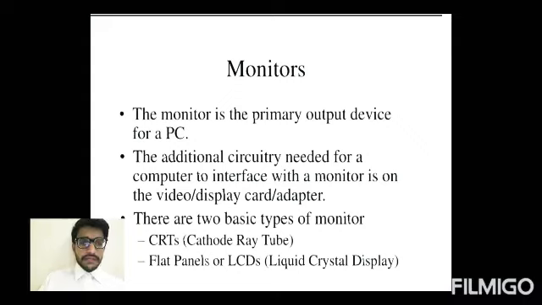There are two basic types of monitors: CRT, cathode ray tube, and flat panel LCD, liquid crystal display. CRT is a monitor type. A monitor or display, sometimes called a visual display unit, is an electronic visual unit for a computer. A CRT monitor looks like a television and is used with non-portable computer systems.